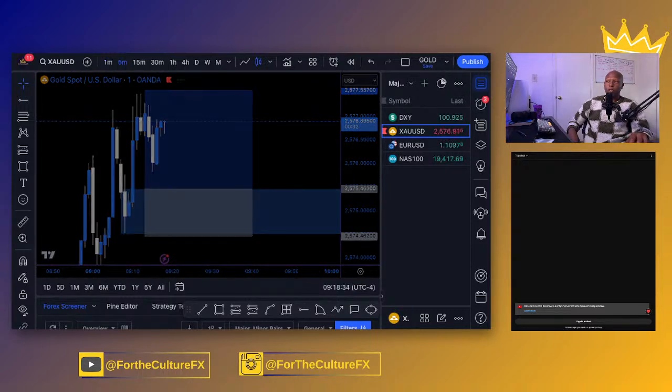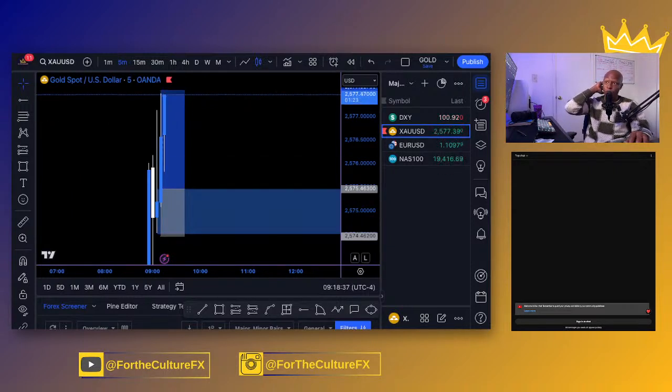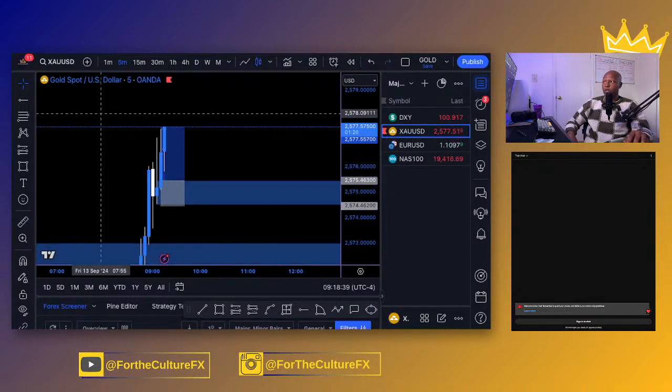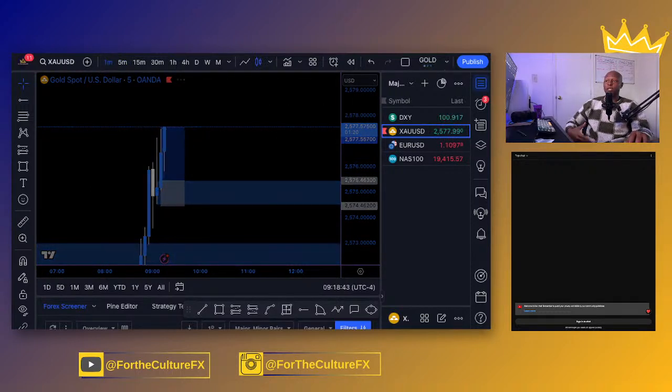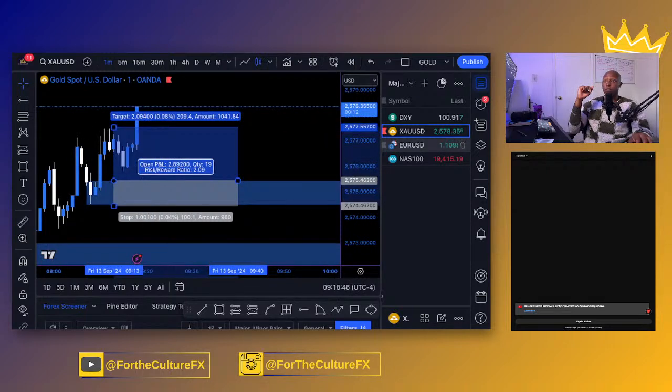For some reason, I don't know what's going on. My TradingView is acting super slow. And you can see that it just got an immense amount of volume there. Well, I'm not going to say an immense amount of volume, but you see that it's just taken off at this point. Let's go back to EU.